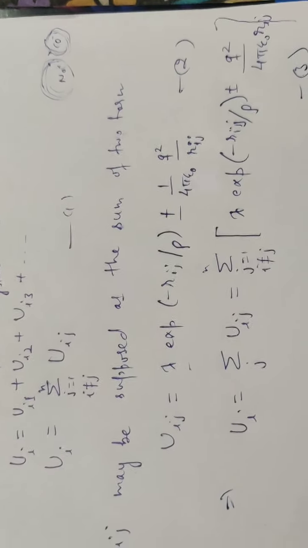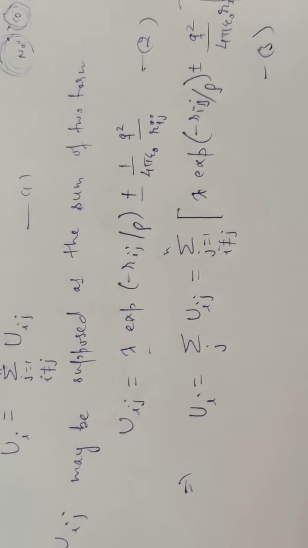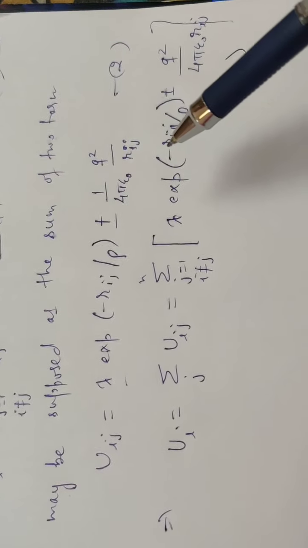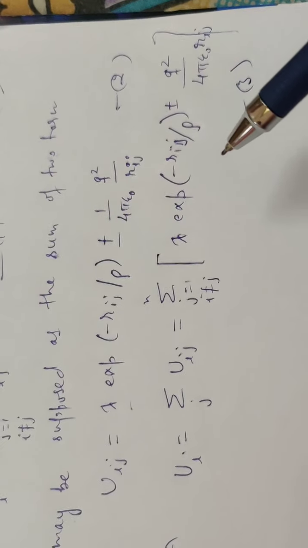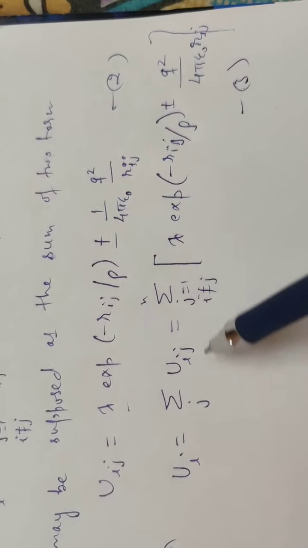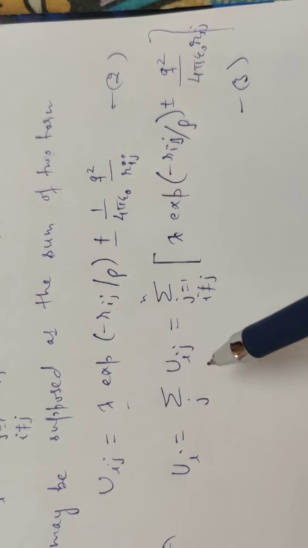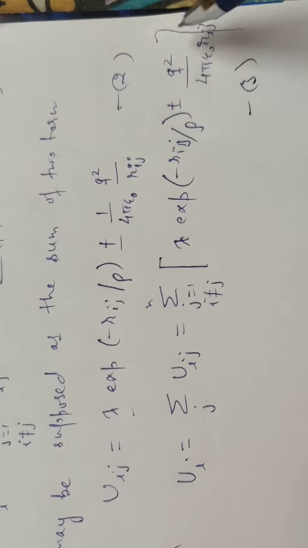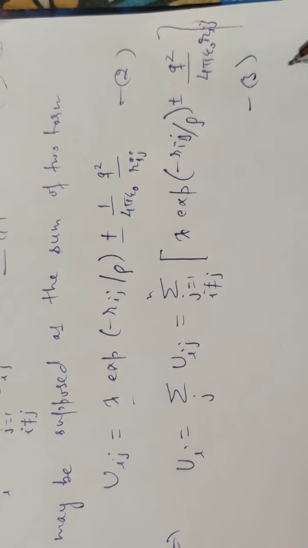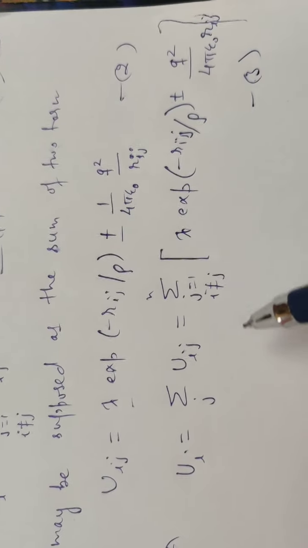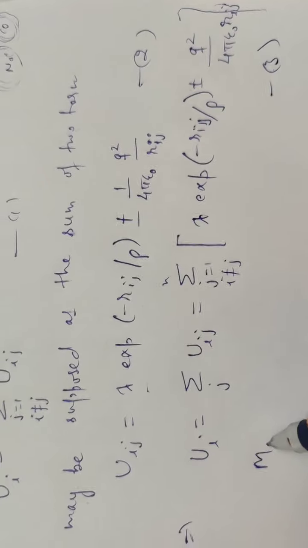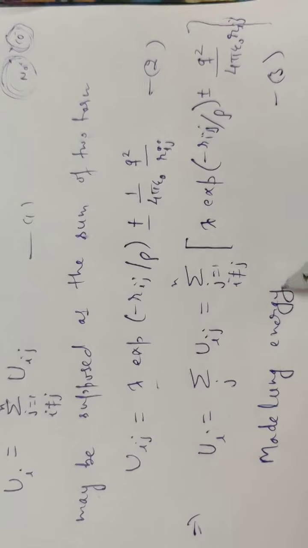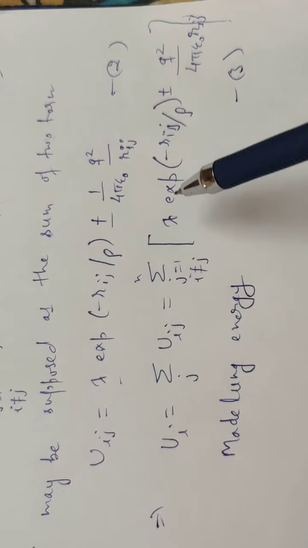Now I want to add one thing here. It must be noted that a small contribution of the order of 1 or 2% is made by the weak van der Waals attractive interaction, but the main contribution in the Uij to the cohesive energy is the electrostatic one. The main part is this electrostatic energy, and this energy is known as the Madelung energy.